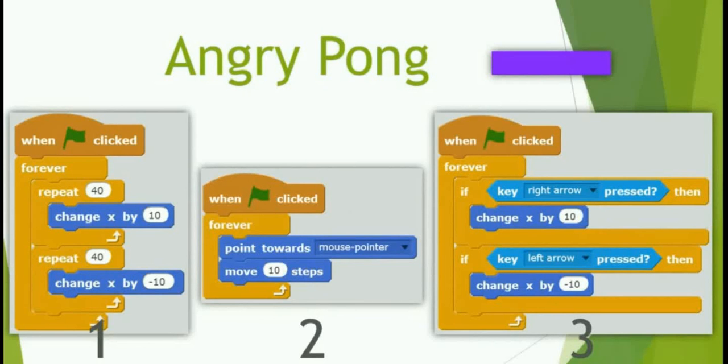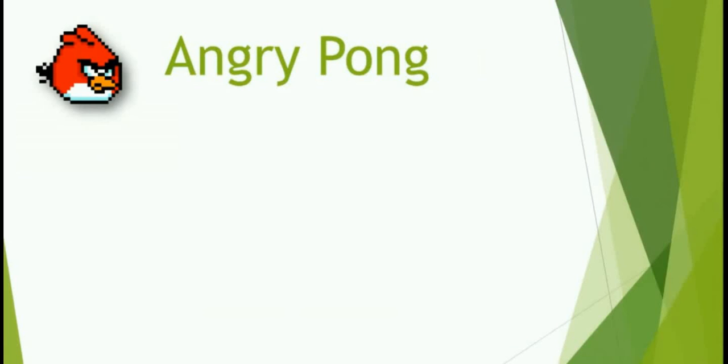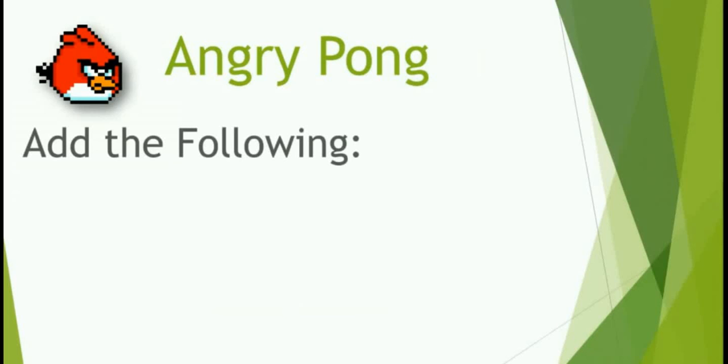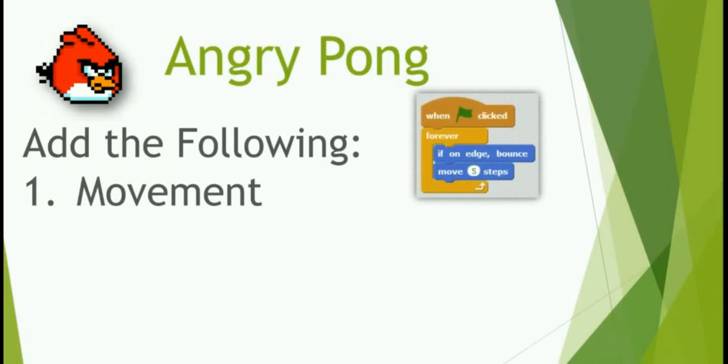So now we can move on to programming our Angry Bird. What we need to do is add the following. First thing we need to do is add the movement. So we need to tell the Angry Bird to move up and down along the screen. And it's really simple to do.